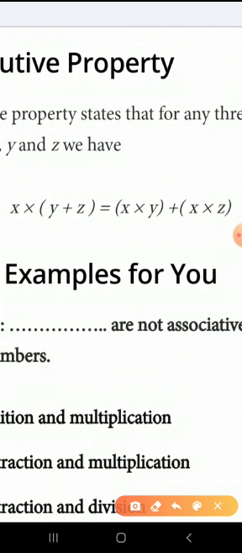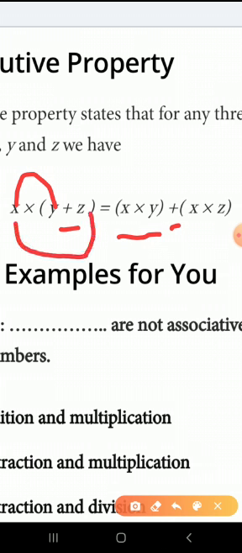First we will multiply x and y. This we are getting: x into y, and the plus comes as it is here. Then, second step, x is multiplied with z, as you can see here, x into z.